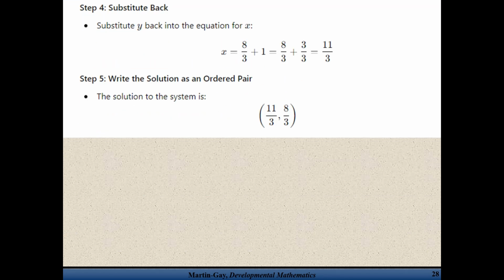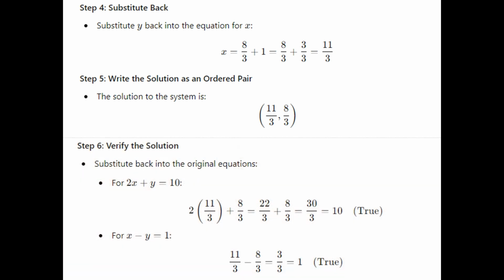So number 4, substitute back. So you substitute y back into the equation for x. So you solve for x, and you end up with 11 over 3. Then you write the solution as an ordered pair, as you see in there, 11 over 3, 8 over 3. And then afterward, you substitute back to verify your solution. So substitute back into the original equations and see if you get what they equal to. So here they substitute back both ordered pairs, and the answer is true.